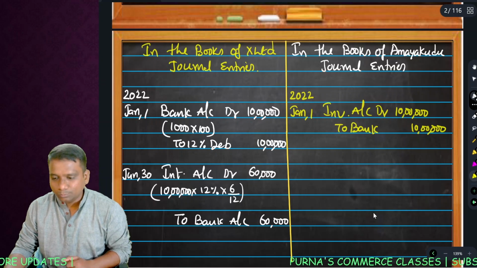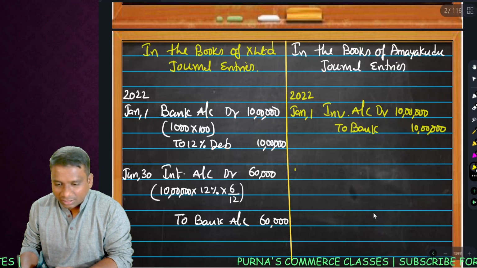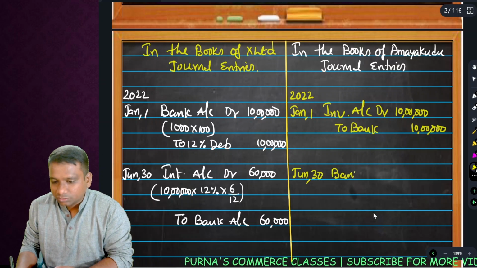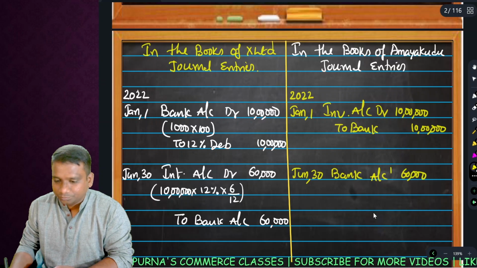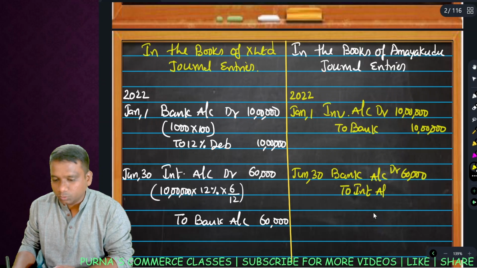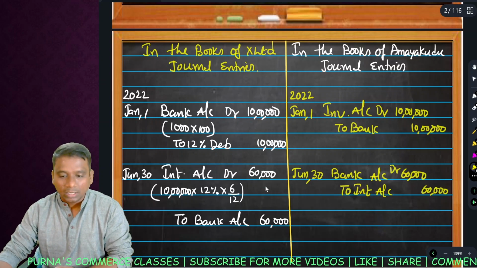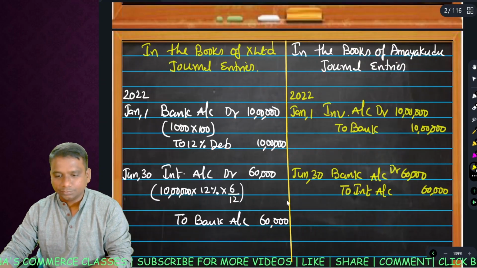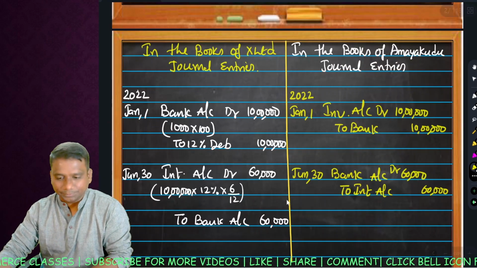Now tell me, in the books of Amayikudu, this interest is what? Income. So what is the entry he records? On June 30th, he receives that interest. Bank account 60,000 debit, to interest account 60,000, because this interest is income for him. That's it. If you understood till here, we move on to the next one.